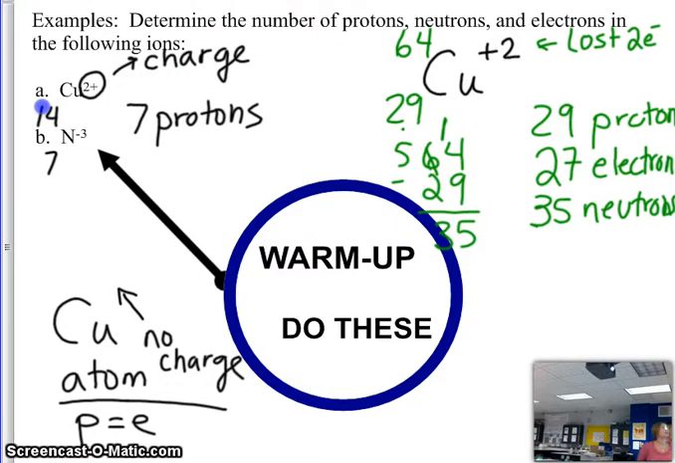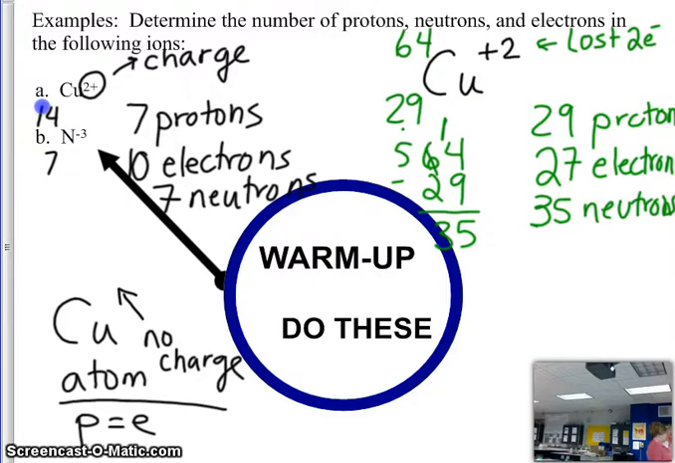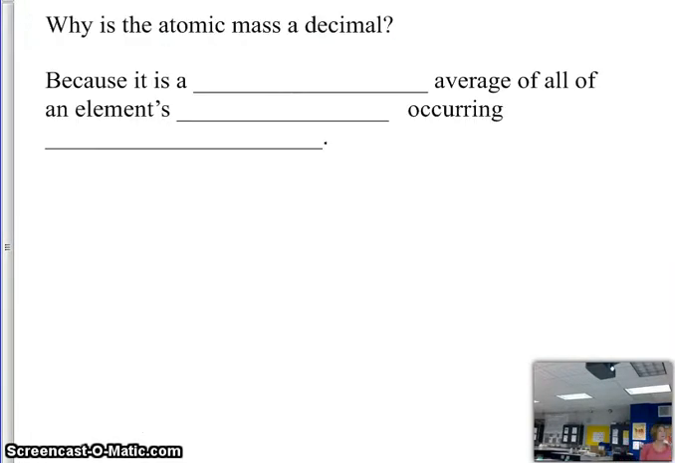The -3 means it's gained 3 electrons. It would have had 7, now it has 3 extra. Remember, a negative charge means you get more electrons. A positive charge means you have less. It's kind of hard to remember. Negative means more. So 7 protons, which normally would be 7 electrons, but the -3 means you have 3 extra electrons. So that is 10 electrons. And to find neutrons, remember you subtract these. 14 minus 7 gives us 7 neutrons.